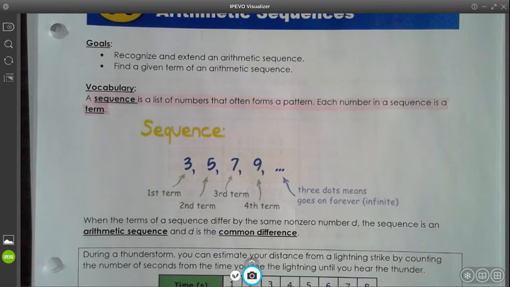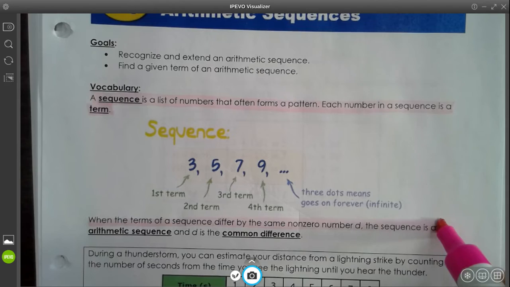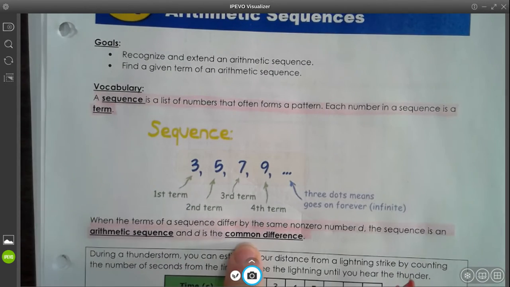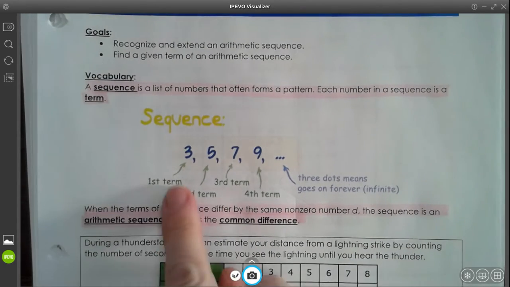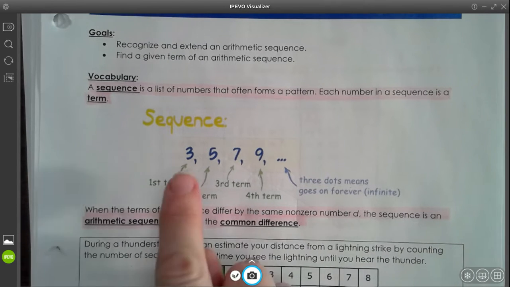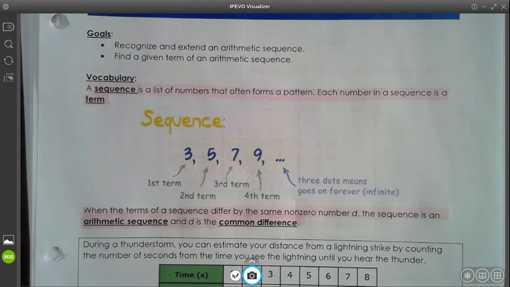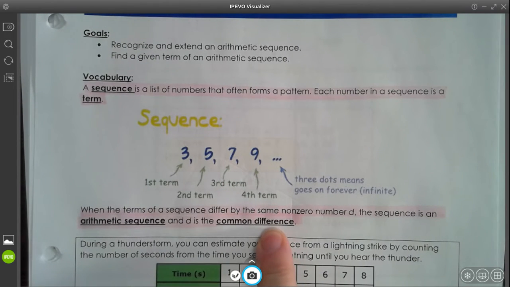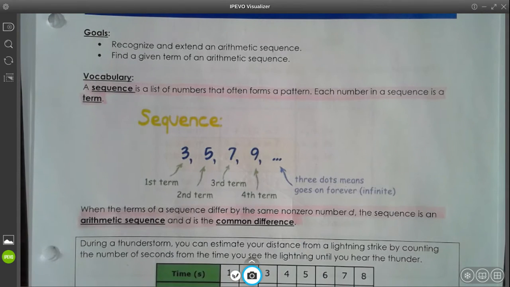When the terms of a sequence differ by the same non-zero number d, we're going to call d the common difference. D is the common difference. That is an arithmetic sequence. So like I said, if we keep adding the same number over and over to get the next number, that's arithmetic. In this case, we're adding 2 every single time, and that would be our common difference. The difference between the two numbers, if I were to subtract them, that's what I mean by difference. Difference means subtract. 5 minus 3 is 2, so that's how I get from one number to the next.